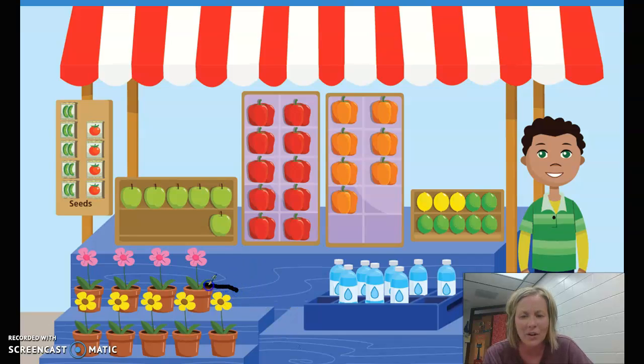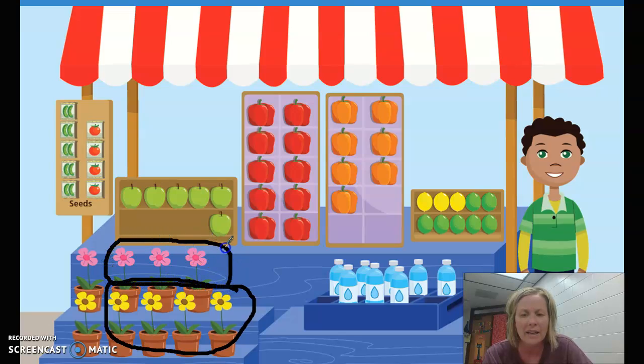So I'm going to circle 4 yellow and 3 pink. I did 2 circles. You could have also just done one big circle. So how many flowers is Fred buying? You're right, he's buying 7 flowers. Now let's look at those water bottles. Let's tell a story about those water bottles. How many water bottles are there?